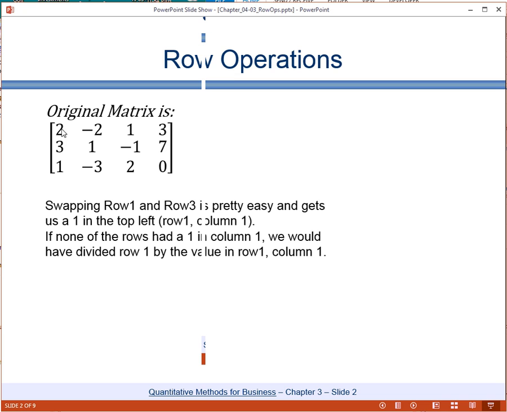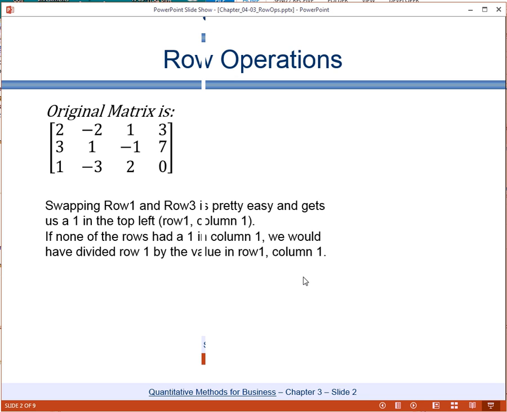If you don't have a 1 in one of the rows in column 1 of your original matrix, let's say this number down here in row 3 was a 5, for example, the way you would do it is divide row 1 by whatever the number is in the upper left-hand corner. I could get a 1 in that spot by dividing row 1 by 2. Dividing this by 2, it would be a 1 there, a minus 1 there, a half, and 3 halves. Whatever it takes to get a 1 in the upper left-hand corner, do it.